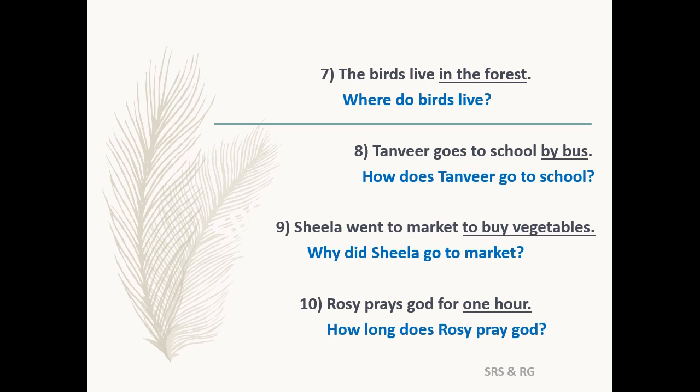The ninth one. Sheila went to market to buy vegetables. Sheila went to market. Why? When you want to get the reason as the answer, you must go for why. Then there is no auxiliary verb. We have to make use of did because went is in past tense. Why did? Sheila is the subject. Why did Sheila? We should never use double past tense. So we should make use of go. Why did Sheila go to the market?